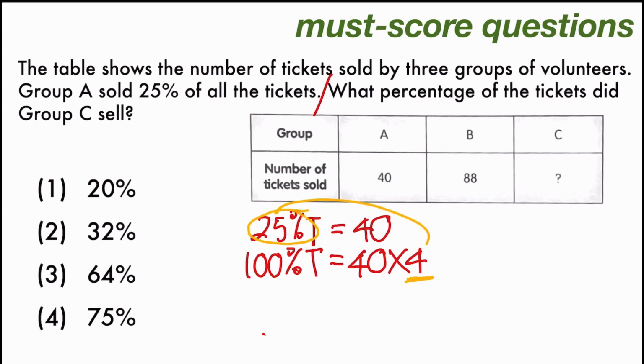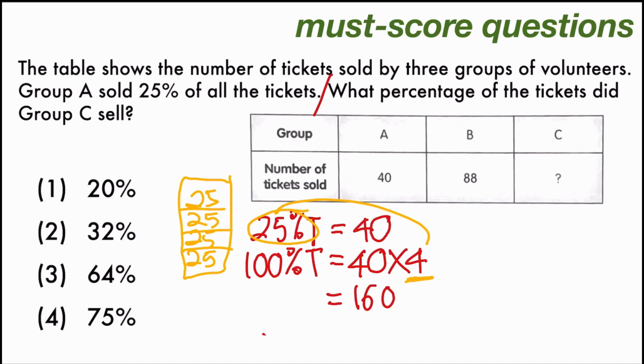Okay, what do I mean? 25 plus 25 plus 25 and plus 25. This is a quicker way rather than finding 1% and then finding 100%. So I just have to multiply 4 times, and that gives me the answer of 160. So I know there are 160 tickets all together.